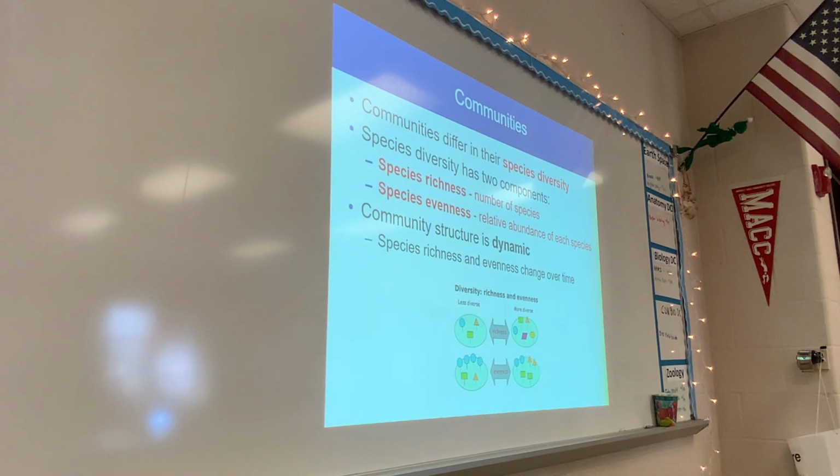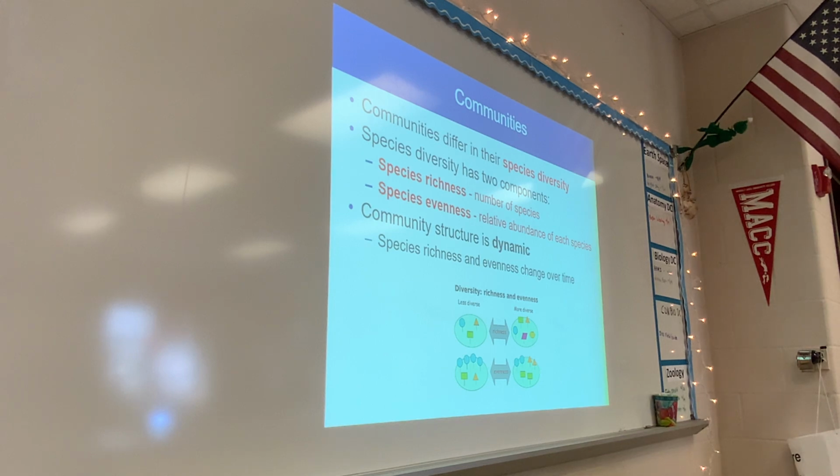Okay, so we have something called species diversity. Species diversity is made up of two things, richness and evenness. Now, richness and evenness are a little bit different, and that's what the picture at the bottom describes pretty well.